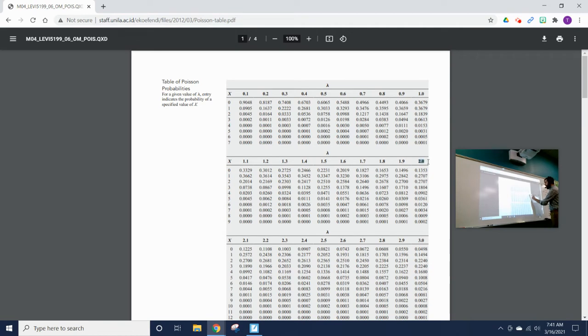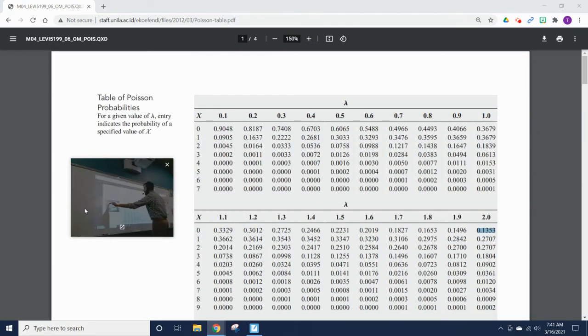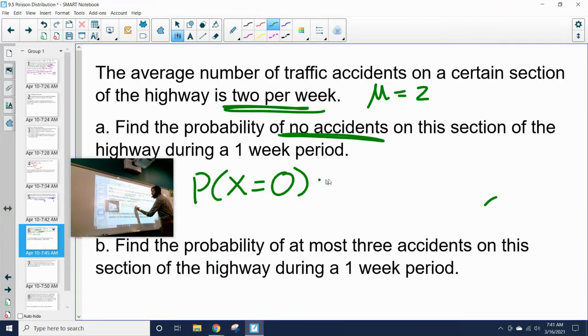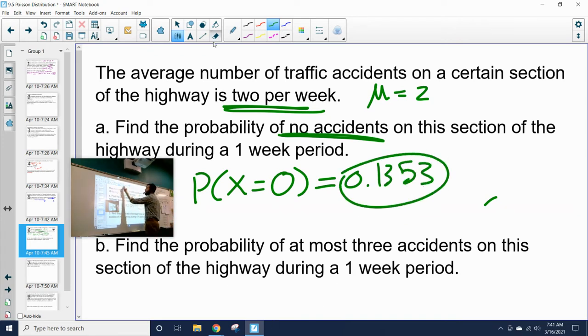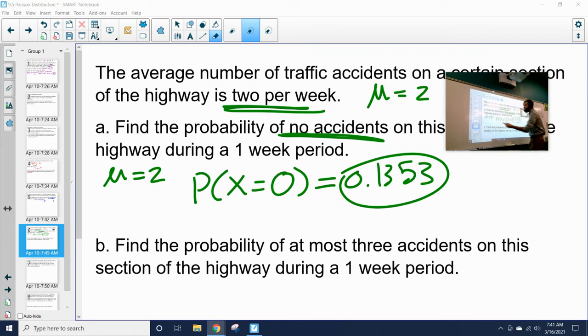So 2 is my average, and then I know x equals 0. I just have to look at 0, which is my first one, which is 0.1353. Try to make this a little bit bigger. It's a little bit better. 0.1353. So my probability is going to be 0.1353. I just have to write that number down. Once again, anytime we're looking for exactly a certain number, x equals, we just write down the probability.